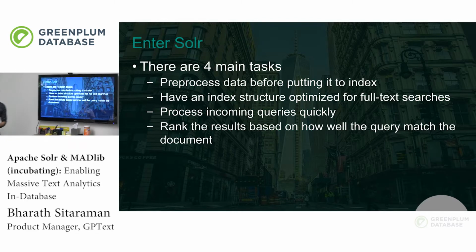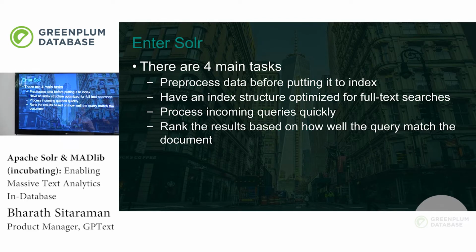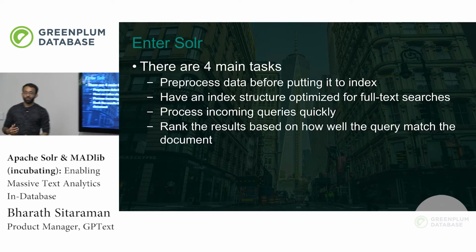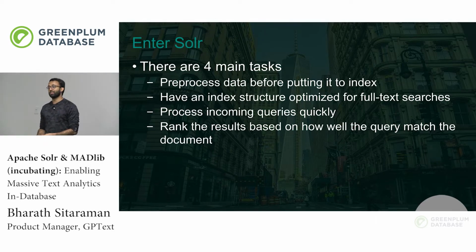This is where Solr enters. When Solr looks at a bunch of different records, it goes through 4 main tasks. One is pre-processing the data before putting it into an index. The second is having an index structure optimized for full text searches. The third and fourth are processing the incoming queries quickly and being able to rank the results based on how well the query itself matches each document.